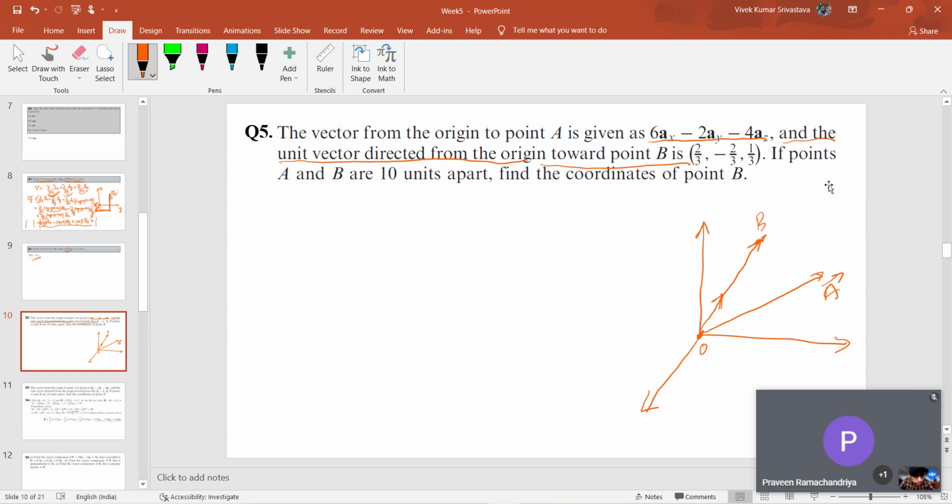and the statement says that the unit vector towards point B is given as, let us represent this as AB cap. So the unit vector towards this point is defined as AB cap equals 2 by 3 ax minus 2 by 3 ay plus 1 by 3 az. Okay, so this represents the unit vector toward point B.